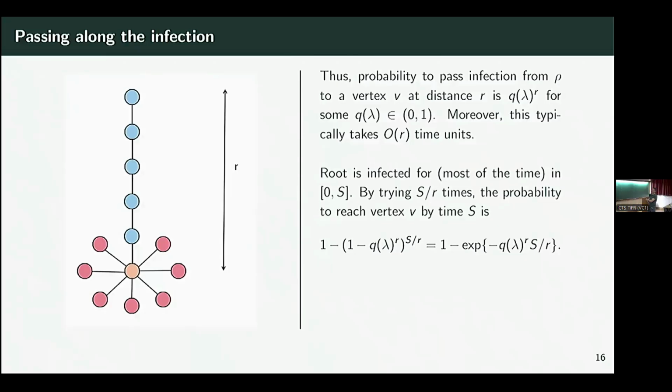And so if you try S over R number of times to pass the infection from here to there, then the probability that you're successful, you can work it out, and it's given by 1 minus e to the minus this probability to pass it along one edge to the power R times S to the R. And that gives me a condition on R and S, right? I can relate the distance, how far I can spread it, to how long the infection survives in the star.